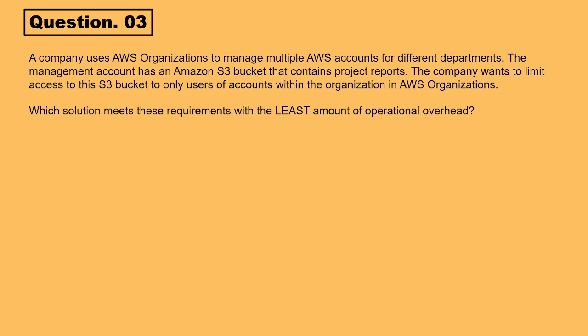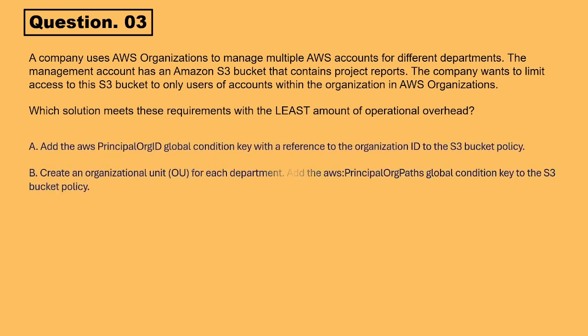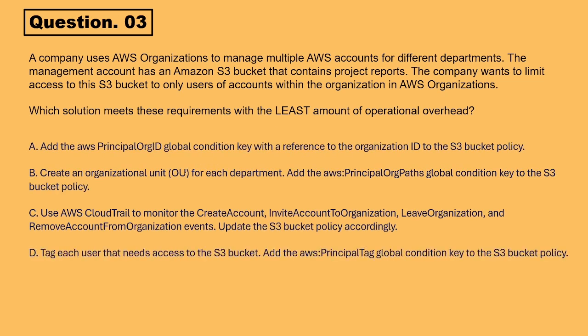Now question number three. A company uses AWS Organizations to manage multiple AWS accounts for different departments. The management account has an Amazon S3 bucket that contains project reports. The company wants to limit access to the S3 bucket to only users of accounts within the organization in AWS Organizations. Which solution meets these requirements with the least amount of operational overhead? Here are the options. Go through all these options, take your time, and then get the correct answer. And the requirement is the least amount of operational overhead.